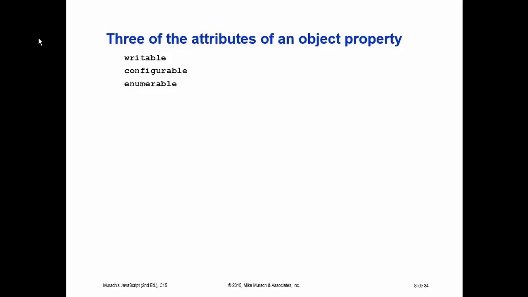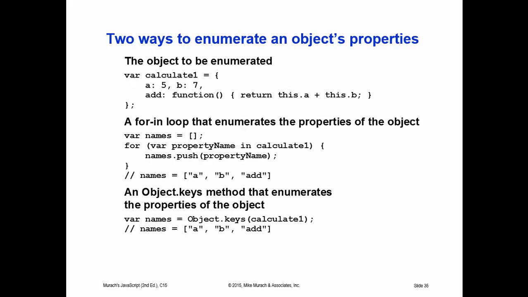So this table that you see right here, that's also on page 499 in the book, shows three attributes of a property. All three of these return Boolean values indicating whether or not the property meets certain criteria. If you do want to enumerate an object's properties, you can use, again, either a for-in loop or the keys method of the object. Let's look at examples of all those.